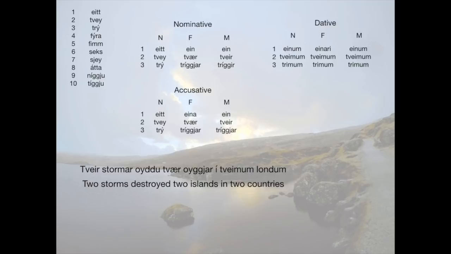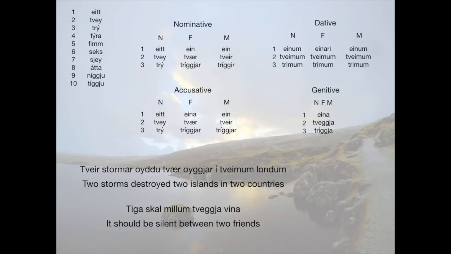The genitive, the genders are all the same. This grammatical case is increasingly unusual in everyday Faroese speech. For a genitive example, we need to go to some slightly archaic language. It is not something you hear in everyday Faroese, but you should learn it nonetheless. It's more common in balladry, poetry, and sayings. Tigja skal millum tveggja vina. It should be silent between two friends, meaning something like friends shouldn't tell tales about one another.